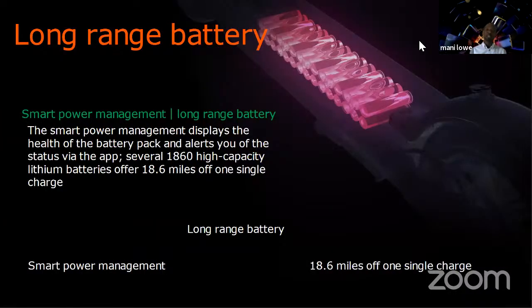Okay, so you've got the battery also hidden away in the middle of the scooter. So very, very important. It's designed around it. But again, it still adds comfort on the pedal that you step on as well. So you've got 1,860 high capacity lithium batteries in place. And the range-wise is 18.6 miles off one single charge.